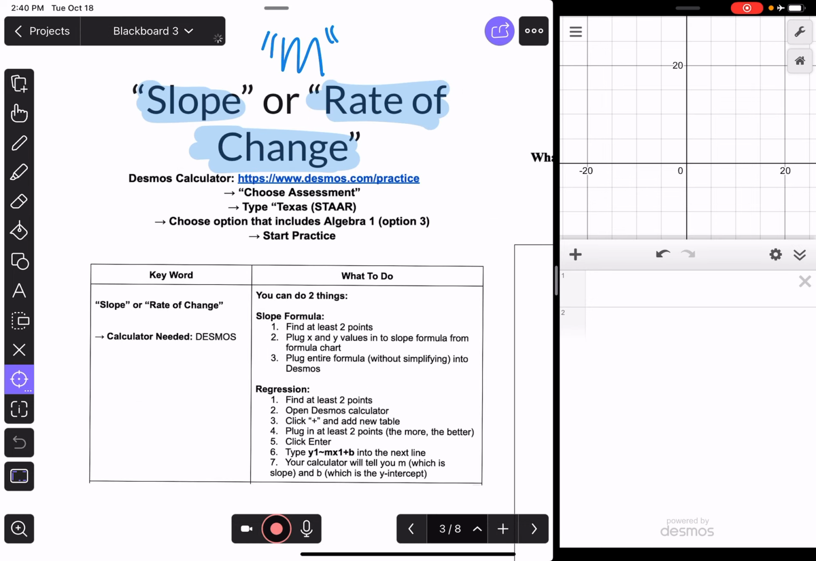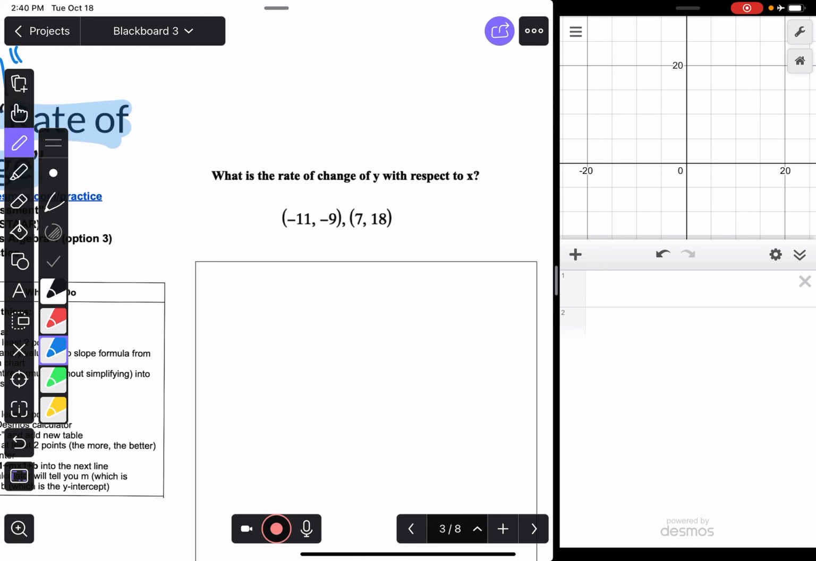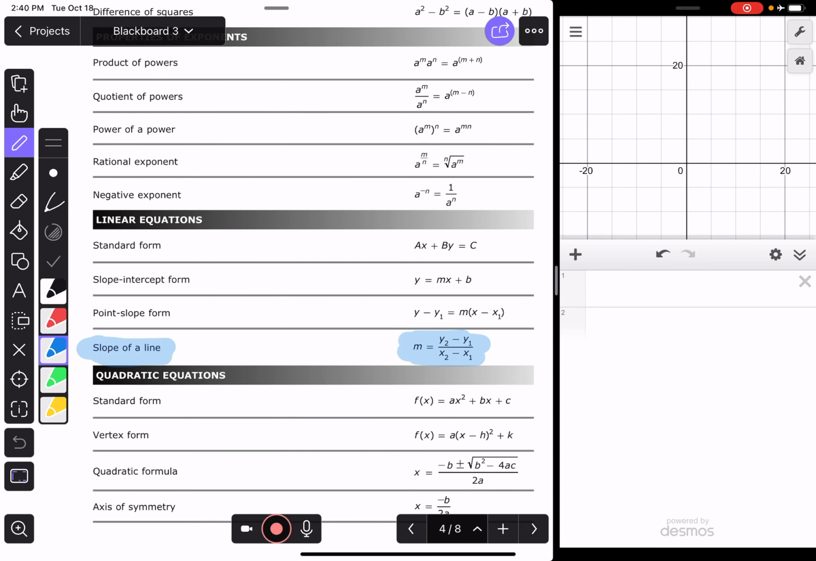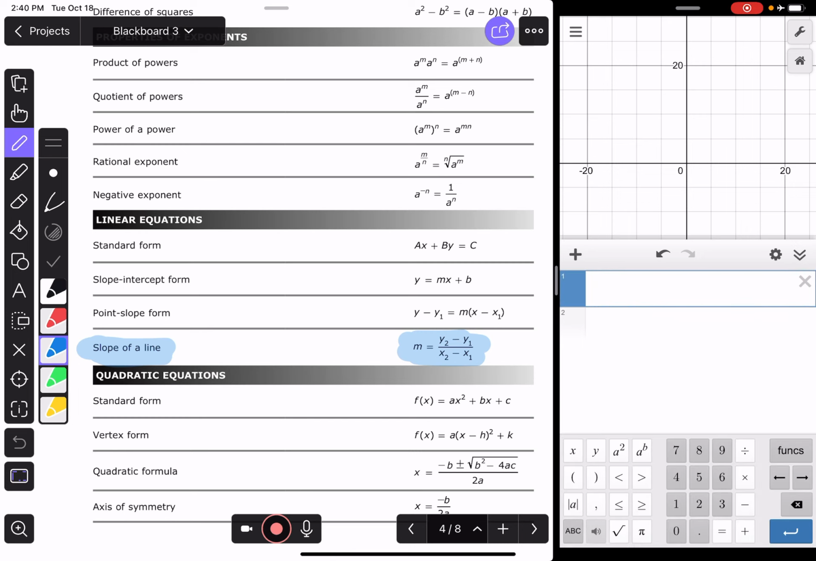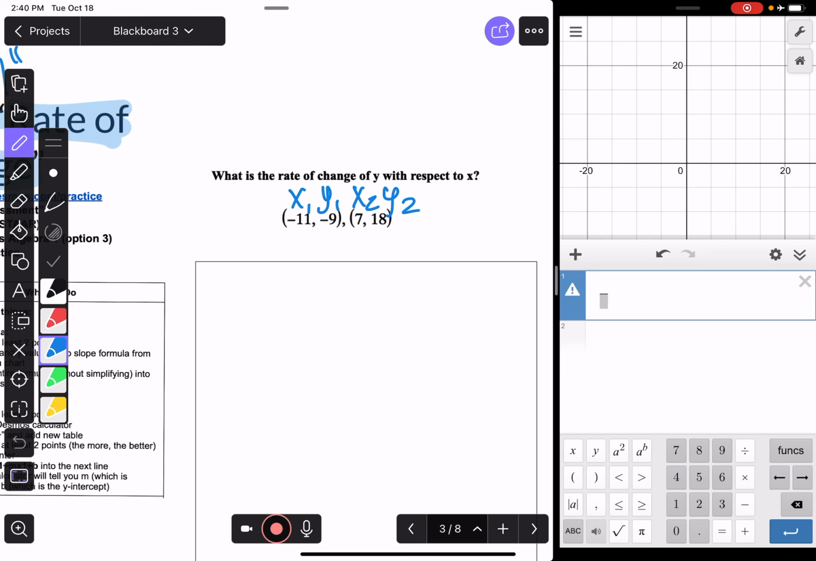What you've done in the past when solving slope, let's look at a question over here, is let's say I give you 2 points. You label them x1 and y1 for point number 1, and then x2 and y2 for point number 2. Then we're able to plug them into this formula that they gave us, and we can actually use Desmos for that. If you don't know, when you hit the division symbol, it pops up with that line. So we enter y2 minus y1 over x2 minus x1.